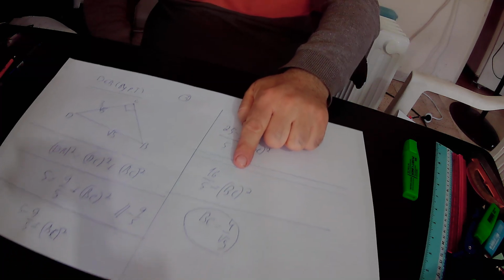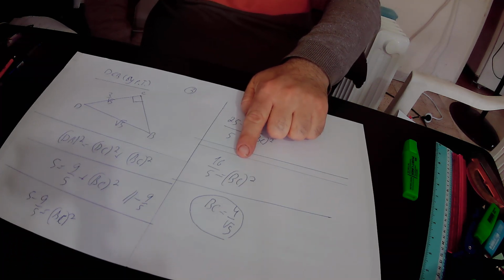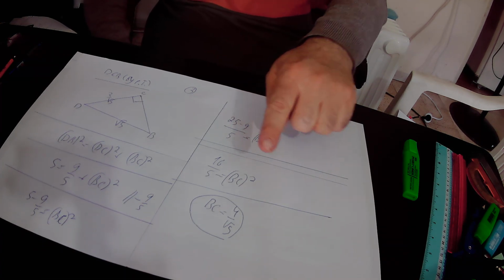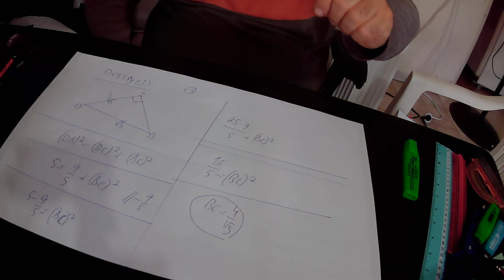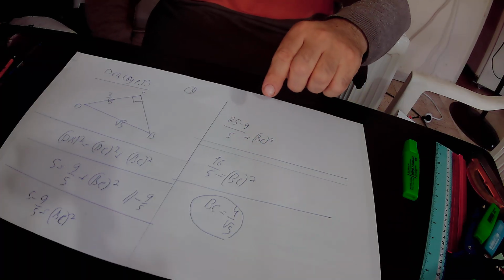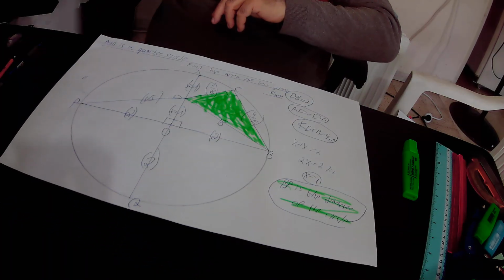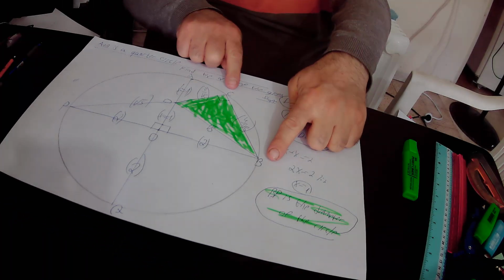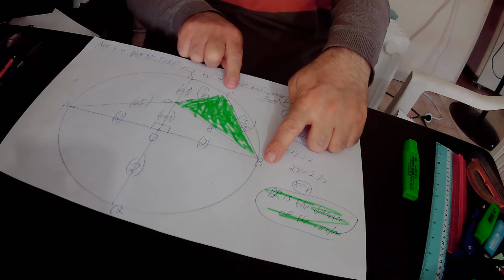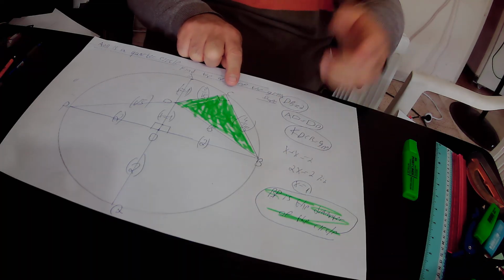Here we took the square root of this equation and finally found that BC equals the square root of 16, that is 4, over the square root of 5. So BC equals 4 over the square root of 5 units. This is side BC, which equals 4 over the square root of 5 units.